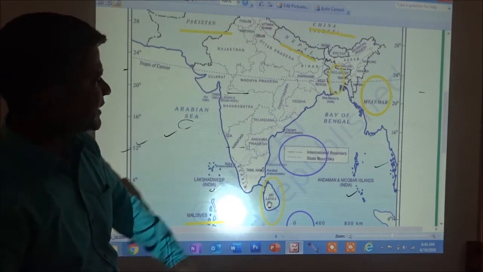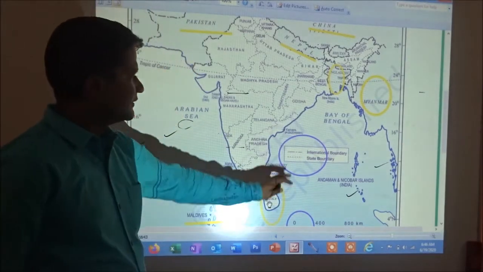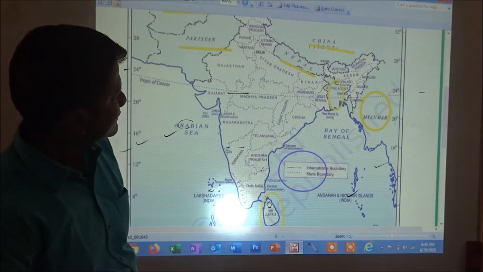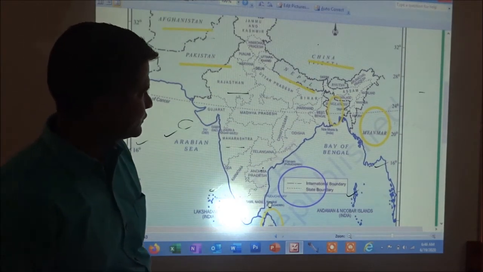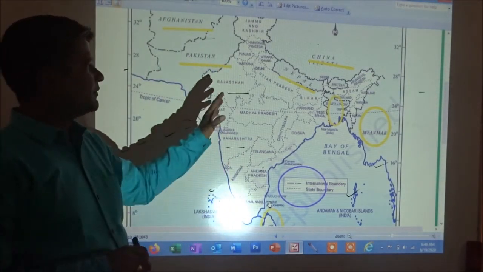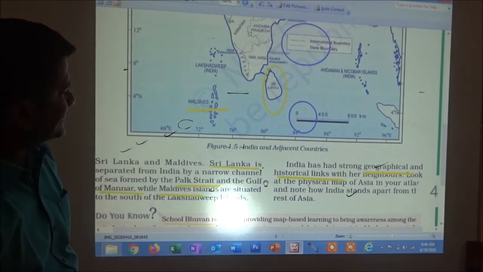Here in the map you can see this dotted line showing the international boundary of India, and these dotted lines show state boundaries. So in geography, I suggest whenever you go through the lesson, go through it with the help of a map. It will help you learn all the things in a very easy way.